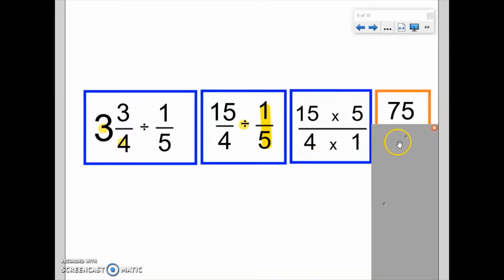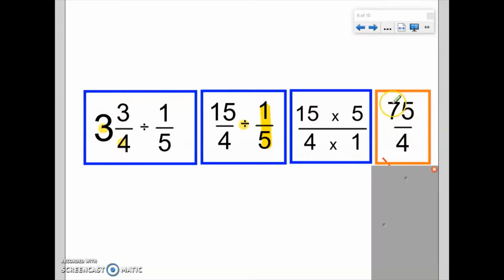4 times 1 is going to give me 4. So how many 1/5 can fit into 3 3/4? Well, the answer to that is 75 over 4.